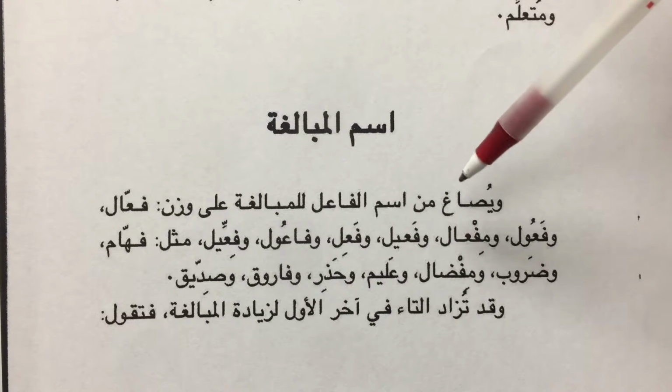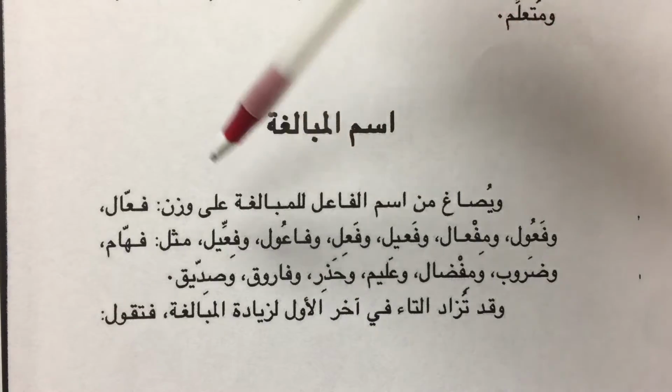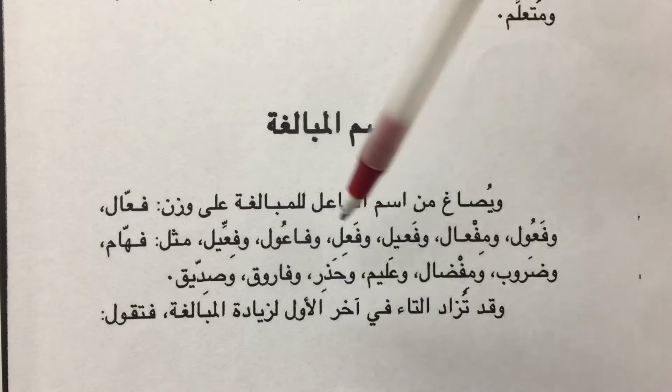We're going to also look at one more thing today, and that is ismul mubalagha. Basically what that is, is something that's derived from the ismul fa'il. So the ismul fa'il is the one who does an action. Ismul mubalagha is the same thing except it has more emphasis. So like he says, وَيُصَاغُ مِنْ إِسْمِ الْفَاعِلِ لِلْمُبَالَغَةِ عَلَى وَزْنٍ, and then he gives the examples. He says you make mubalagha, this extra emphasis from the ism fa'il, on these patterns.